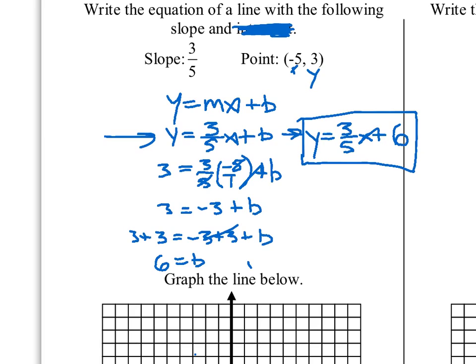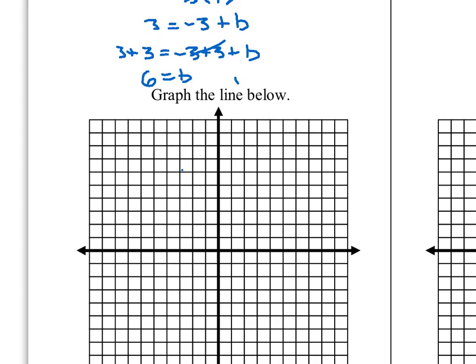Now we can graph it. Y-intercept of 6. Rise 3, run 5. I'm out of space here to rise 3, so I'm going to do the opposite direction, which means rise -3 and go backwards 5. Still keeps me on my line, as I can see here. And then I'm going to take my straight edge.